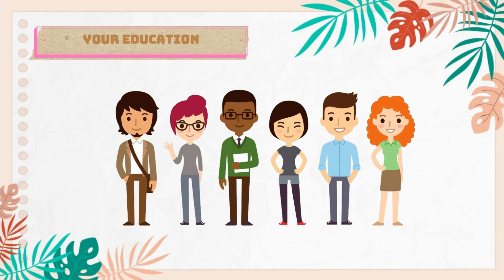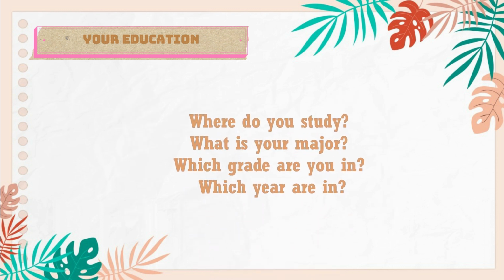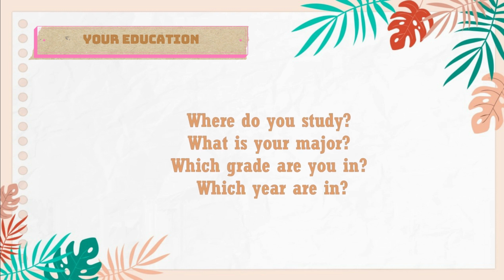If you're a school student, you can talk about which subjects, math, science, arts, commerce, biology, and so on, you've picked or you intend to pick in the future. Here are the questions and how you answer them. Where do you study? What is your major? Which grade are you in? Which year are you in? I'm a student at.